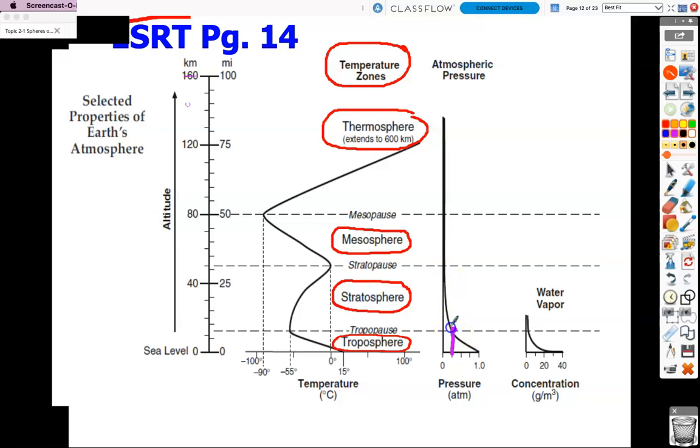On the pressure graph, notice it keeps heading toward the left, and eventually when you get to the top of the stratosphere, you're right in this area. It looks like it's right on the line. It's not a good graph. It basically hugs the line the rest of the way.